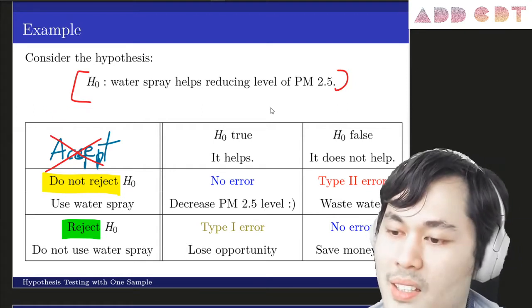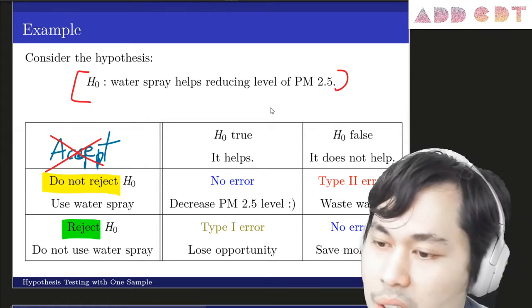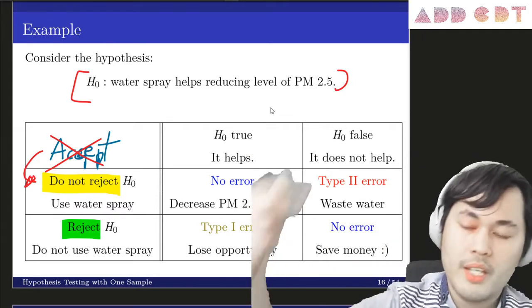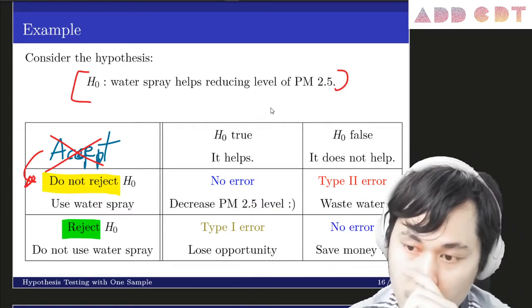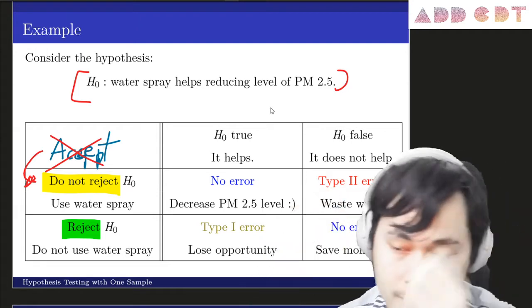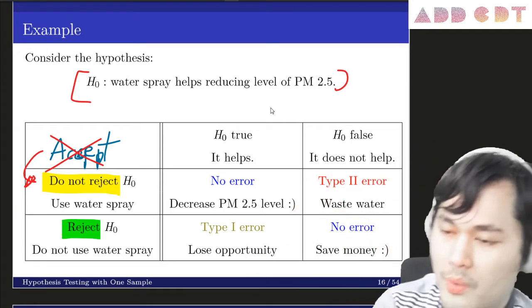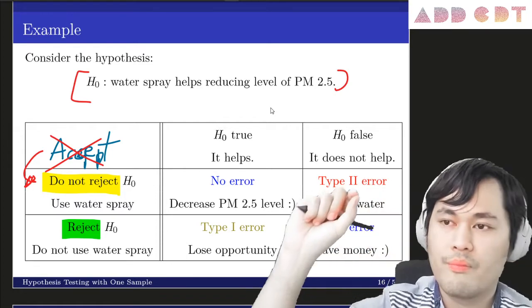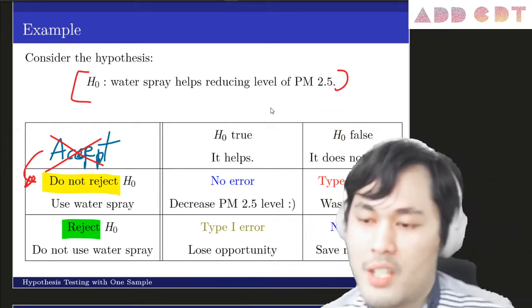We have already accepted that this one is true, so we don't have to accept again. We can just believe it, just continue what we are assuming in the first place. That's why we use the word do not reject. We don't accept. We just do not reject. It's still true. There, nothing has changed.